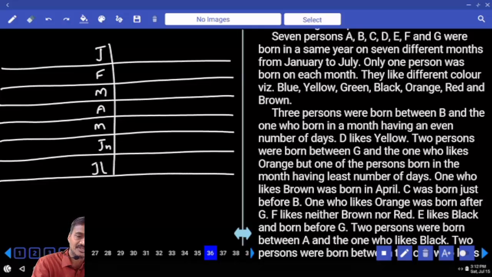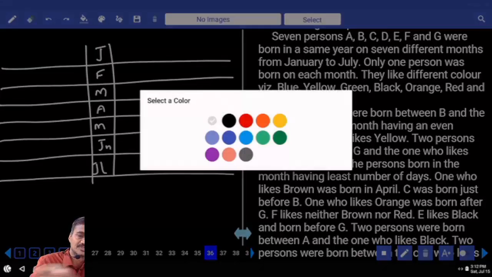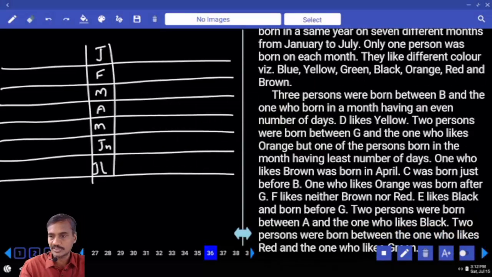Then coming to condition number 1 here, tell me my first one. Now in the first one, 3 persons between B and the one who was born in a month having even number days. Isn't it? B and the one who is born in a month with even number days.